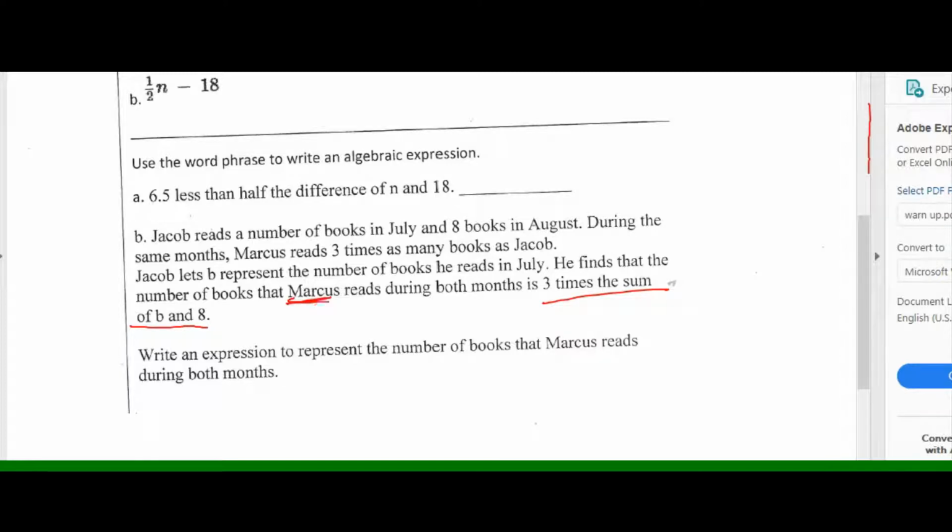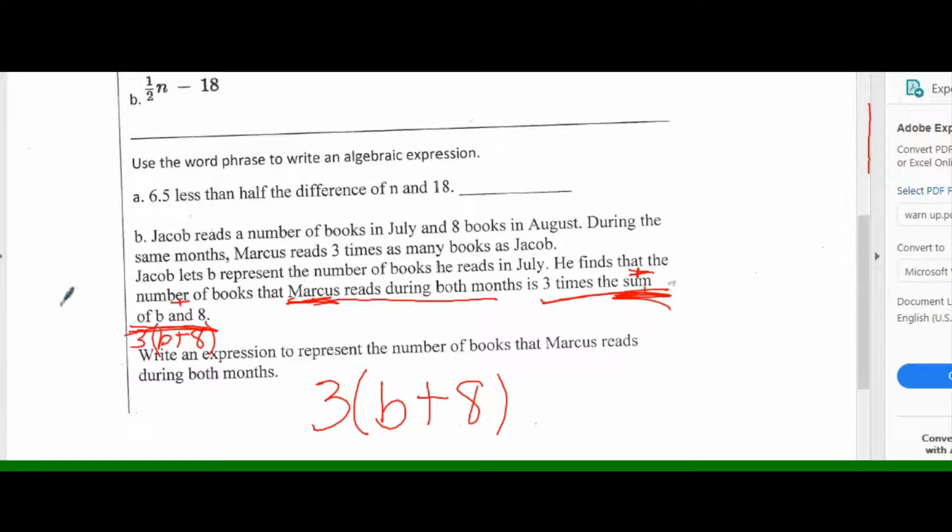So the books Marcus reads is represented by 3 times the sum. So 3 times means that 3 needs to be multiplied by something. It needs to be multiplied by what? The sum of B and 8. Remember, sum is the answer to addition. So you take that plus sign, put it right here where it says and. So instead of B and 8, you have B plus 8. And then that needs to be replicated 3 times. So that is the final answer for that one. And that is the warm-up for today.